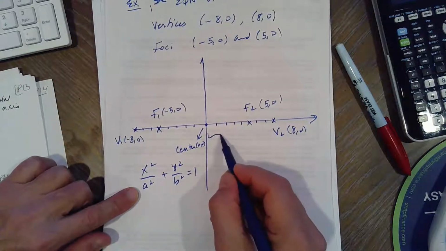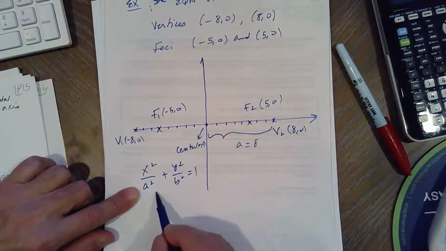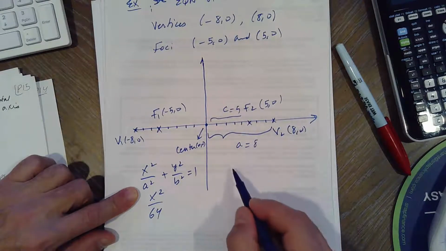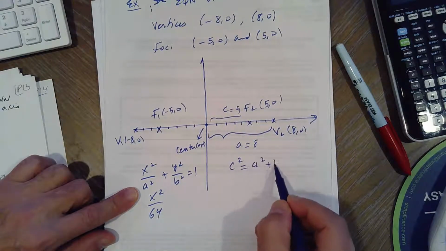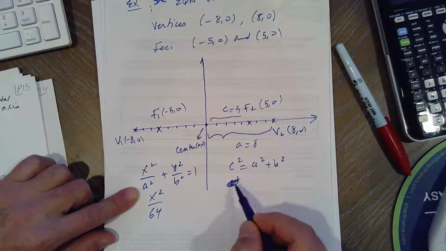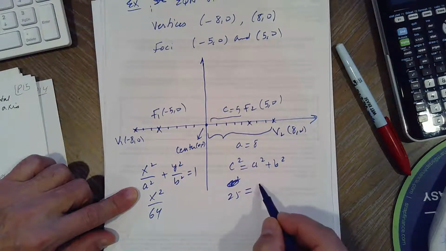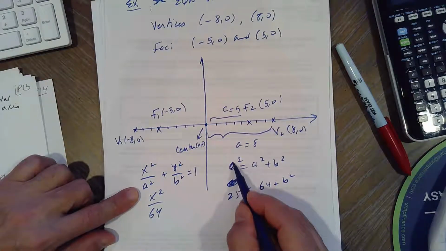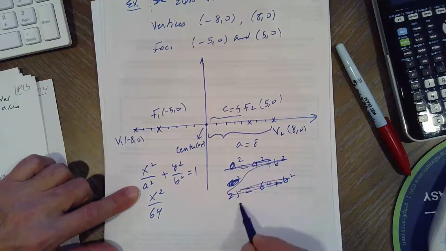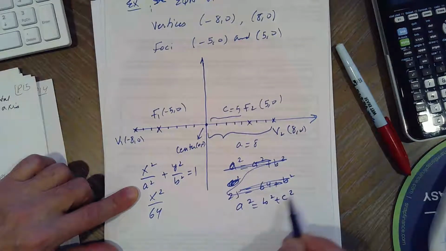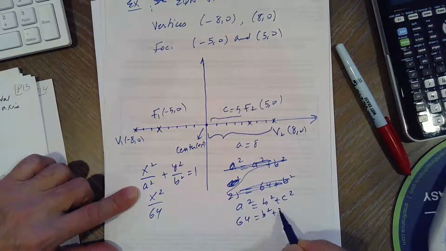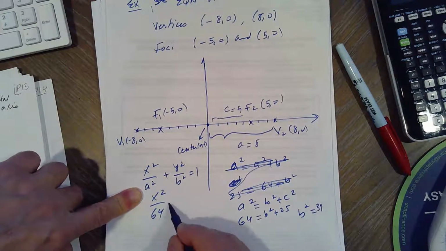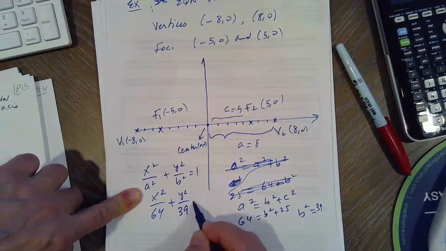Now a squared, obviously a is 8, so a squared is 64, and we have c is 5, so we need b. C squared is a squared plus b squared. C squared is 25, a squared is 64 plus b squared. No, a squared equals, I'm sorry, what's wrong with me? A squared is b squared plus c squared. 64, so b squared is 39. Y squared over 39.